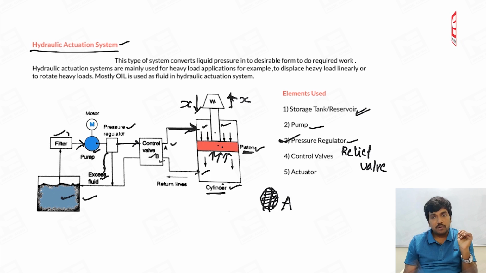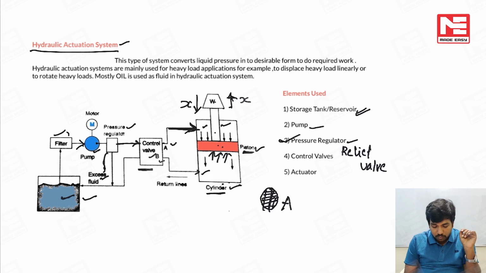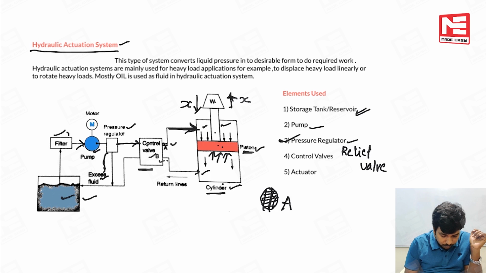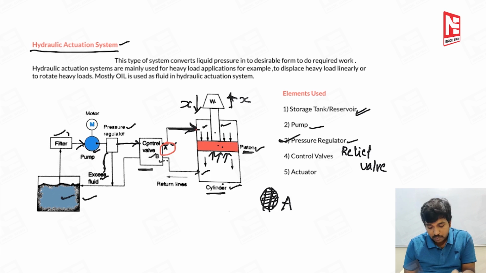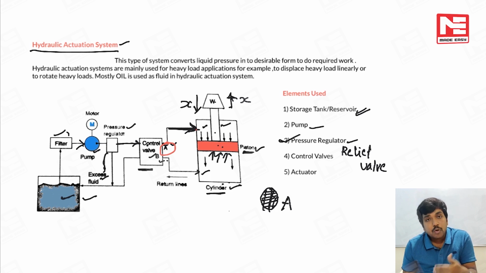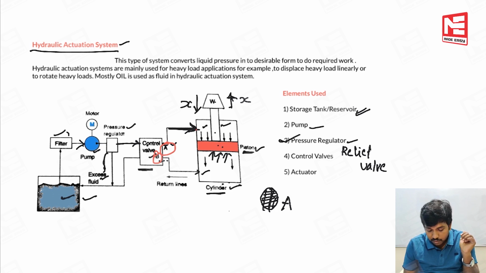And what is the next element here? Obviously the next element is the control valve, as you can see here. Now have you identified this? This control valve has two output ports. Port A is connected to the cylinder above the piston, and port B is connected below the piston. At the input side, one line is coming from the pressure regulator and another line is going to the tank.